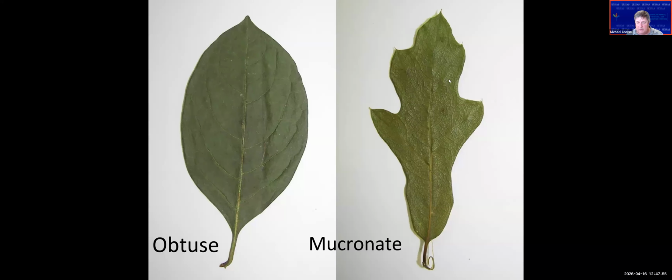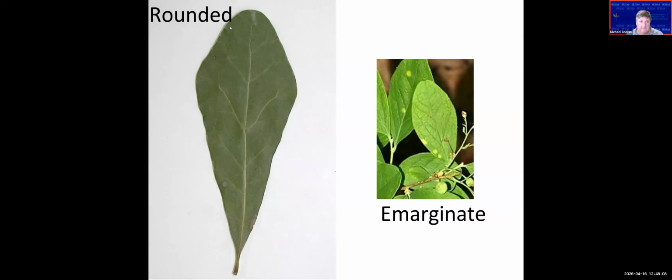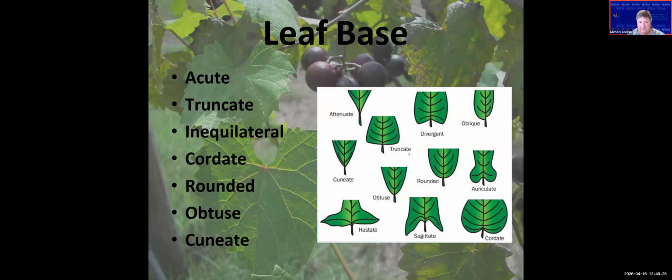And then here on this one on the right, you can see at the tip of the leaf, and actually at the tips of all the lobes, a little hair or bristle, and that's referred to as a mucronate apex. Rounded is another technical term to describe a leaf apex. And then this one's emarginate. This is one where the leaf apex sort of indents into itself and comes together. So that's an emarginate apex. So lots of ways to describe the leaf.